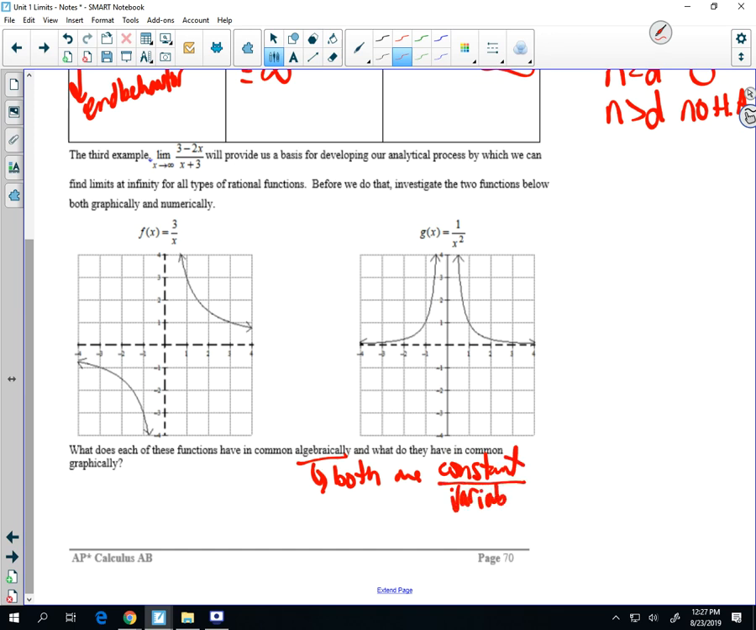Do you agree with that? Some power of x on the bottom. What do they have in common graphically? Well, they both have the same vertical asymptote. Yes? Same vertical asymptote. And they actually both have the same horizontal asymptote as well. Ha, right? That's fun to say.